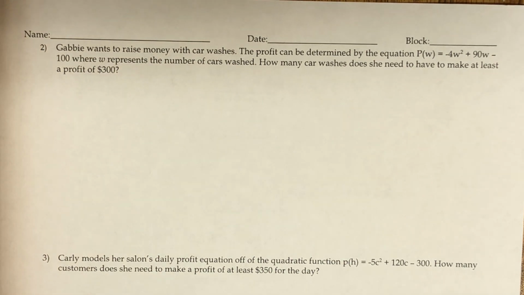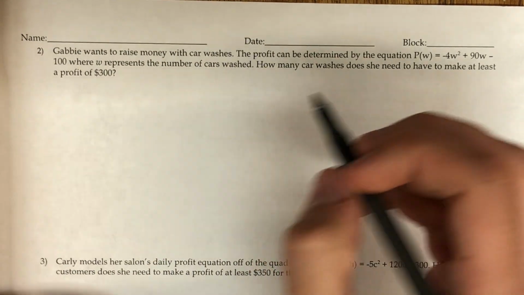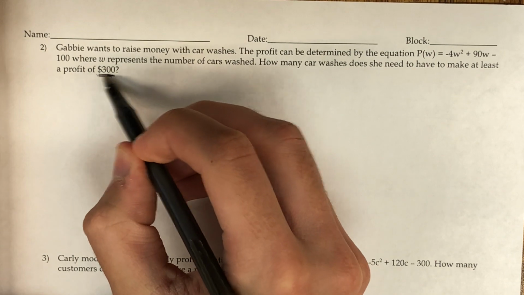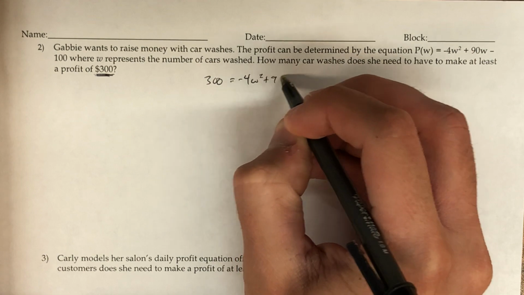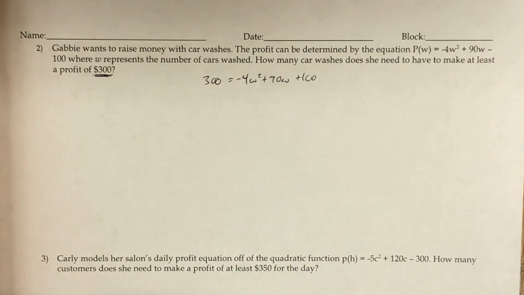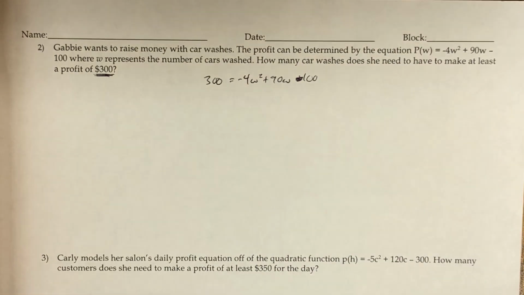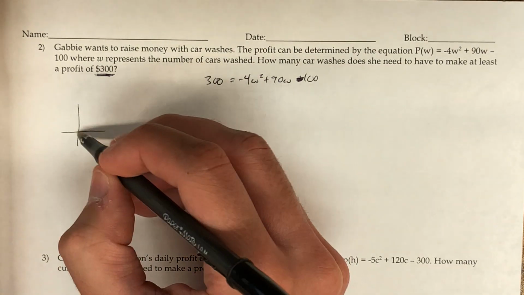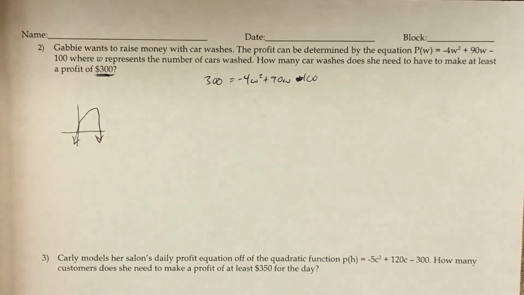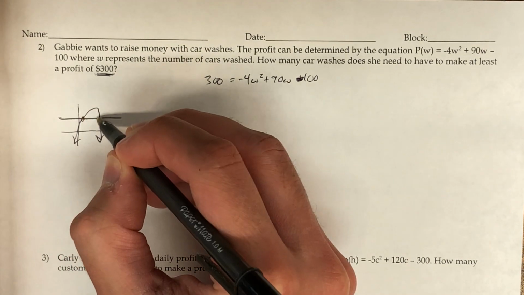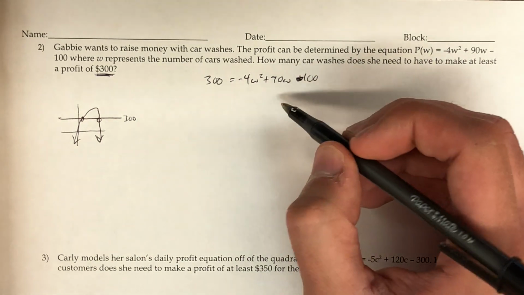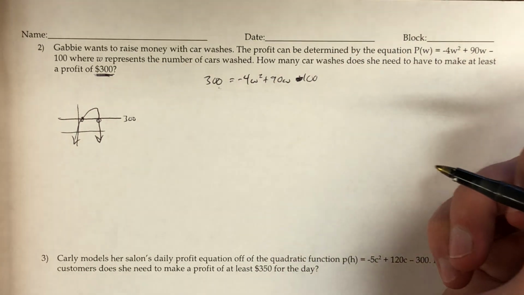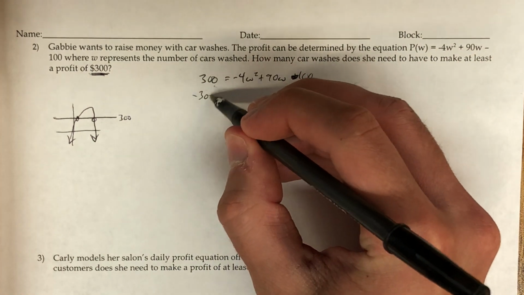Okay. So let's see. We want to make at least $300. So let's set our equation equal to 300. Sorry, that's a minus, not a plus. With this quadratic function, we're going to have, again, some sort of downward-facing parabola. So we want to figure out what these numbers are when it's at 300. So this is how we do it. We figure out what W is when our P of W, or our Y, is 300. So let's set this equation equal to 0.